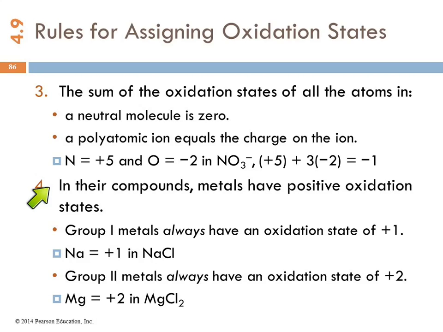In their compounds, metals are going to have positive oxidation states. The group 1 metals always have an oxidation state of +1. Group 2 always have an oxidation of +2, which makes sense because that's the charge that their ions have, right? The oxidation state is equal to the charge on a monatomic ion, and so this is kind of a repetitive rule there.